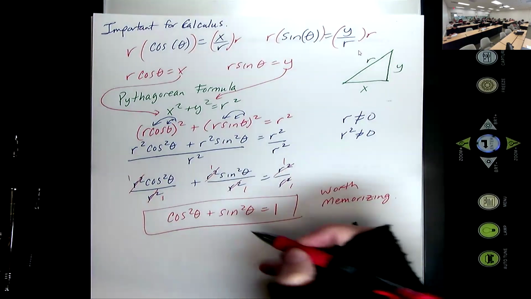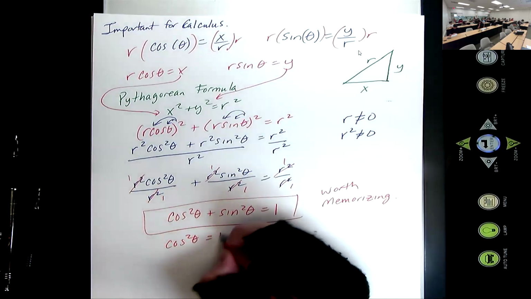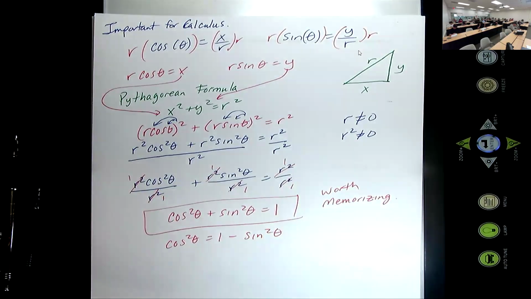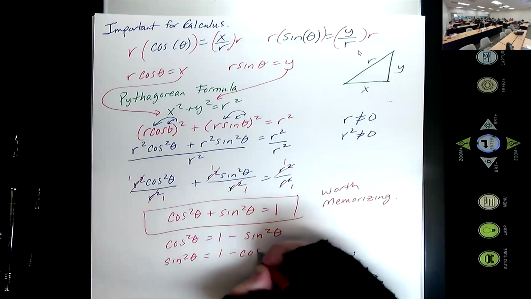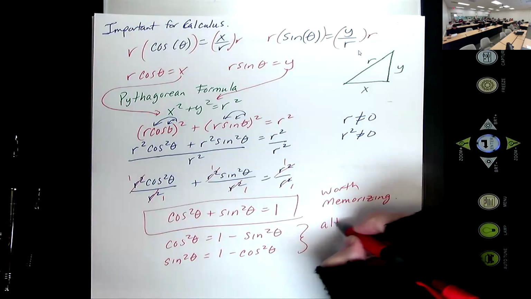Also, there are two alternatives. If I subtract sine squared theta from both sides, this comes up a lot. Or if I subtract cosine squared theta from both sides, that comes up a lot. These are alternate versions of the same equation.